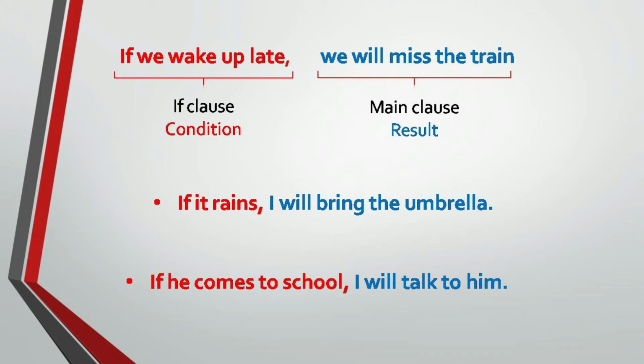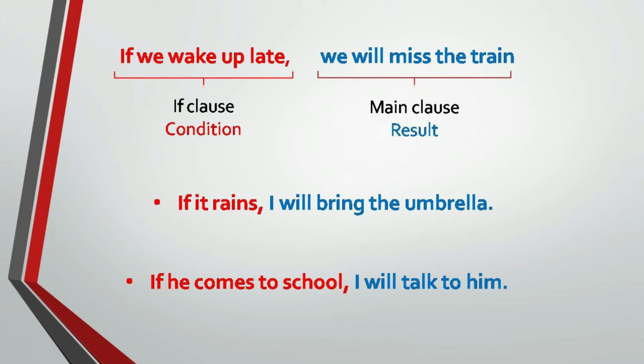In this sentence, you can find 2 types of clauses. One is the if clause that contains the condition. The other one is the main clause which contains the results of that condition. So if we wake up late, we will miss the train. Another example, if it rains, I will bring the umbrella. Here we have used the word rains, that means this is a simple present verb.